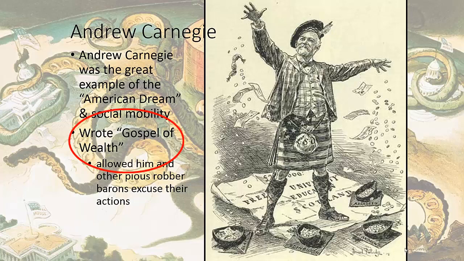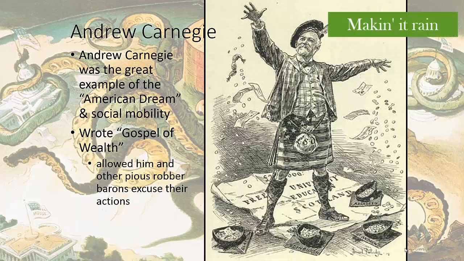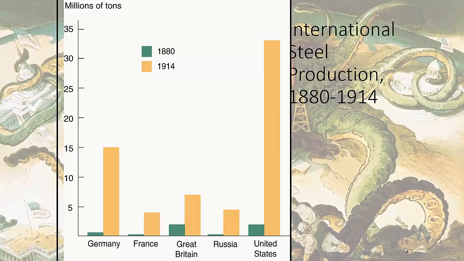He writes the Gospel of Wealth, which we'll read in class, and it allows him and other robber barons, especially Christian and pious robber barons, to excuse a lot of their actions and excuse the growing disparity between rich and poor in the United States.